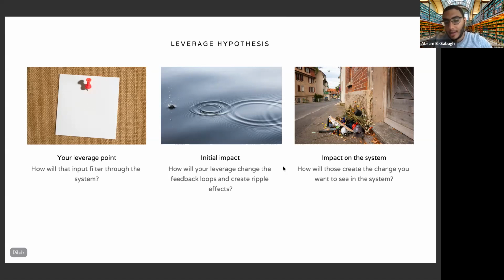Once it does filter through the system, how will that create or change feedback loops and create ripple effects? You want to not just look at the immediate impacts of your action, but also how that will ripple across the system. And then how is that going to impact what it is that you want out of the system? If you're trying to reduce homelessness, how will that leverage point reduce homelessness? If you're trying to reduce food waste, how will that leverage point ultimately reduce food waste?